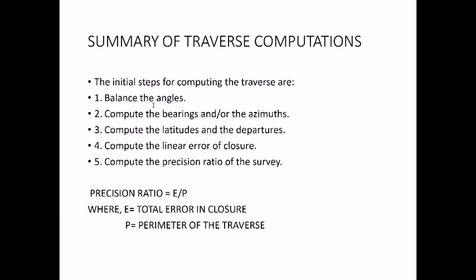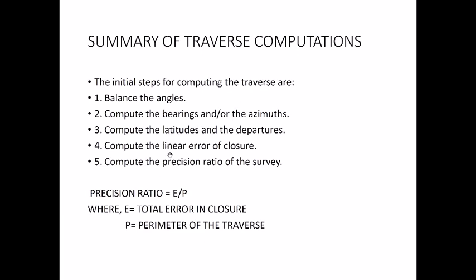Now, once you're done with that, you compute the bearings or azimuths. Like I told you, you could either be working with bearings and azimuths from the beginning, or you could be working with angles. You could convert those angles into bearings or azimuths, or you can set one direction as your reference direction and calculate all the other angles in reference to it. In our questions, we'll be working directly with azimuths and bearings, so they'll be given to you. And once you have that, you can compute latitudes and departures.